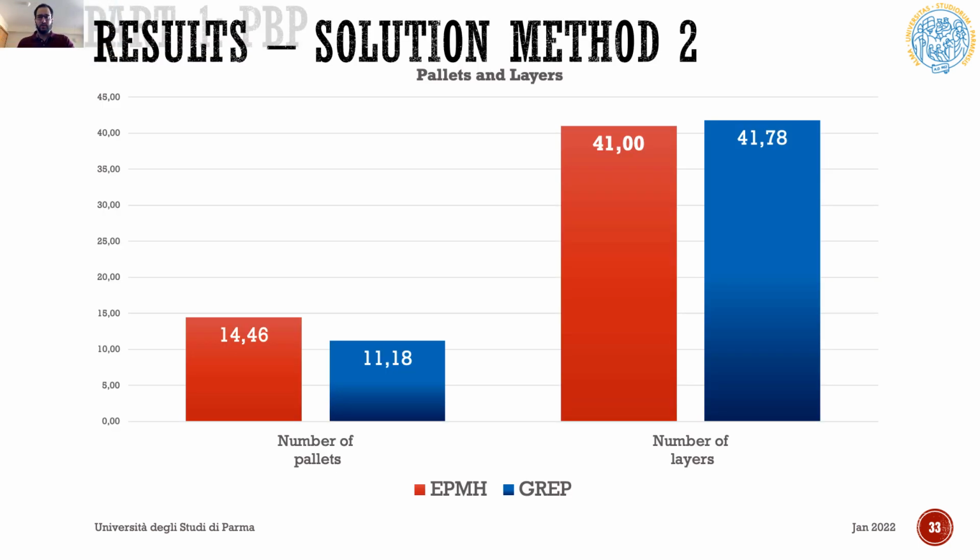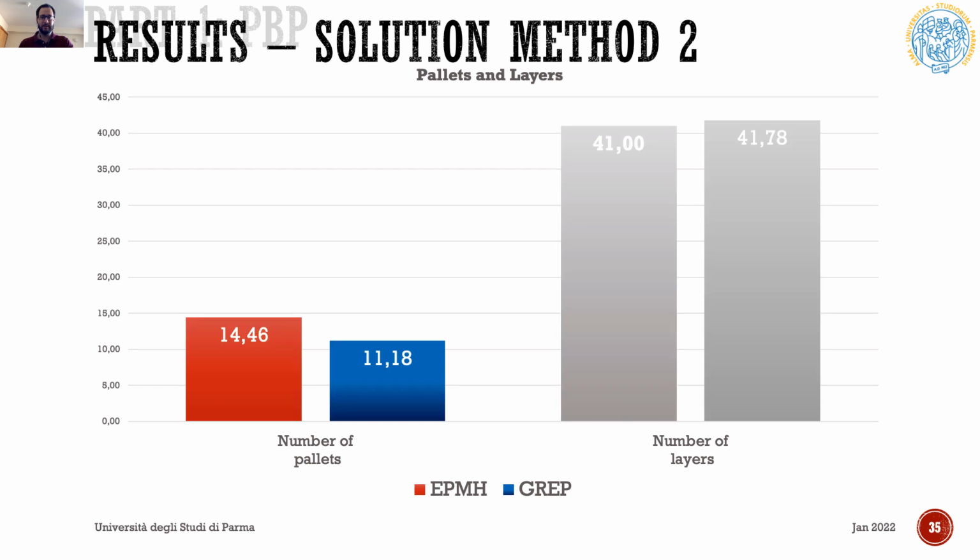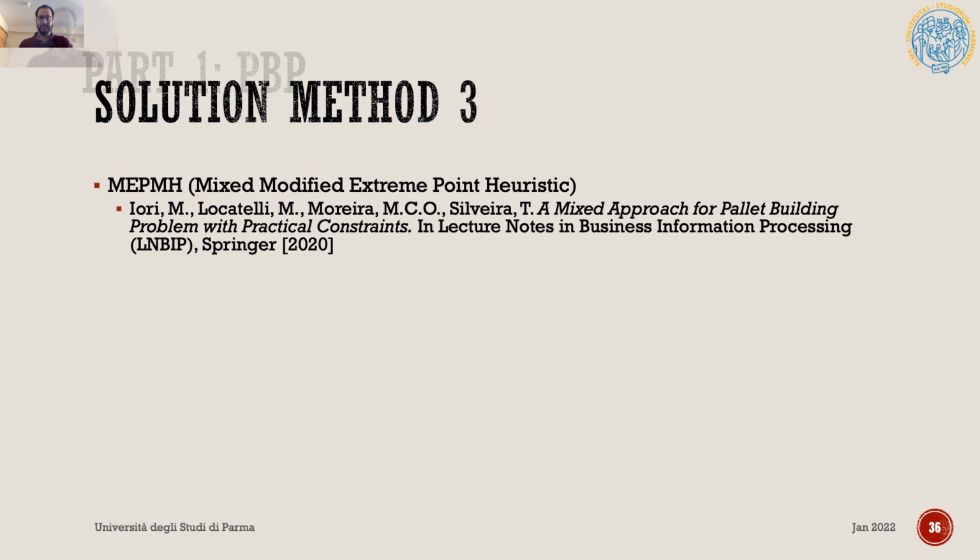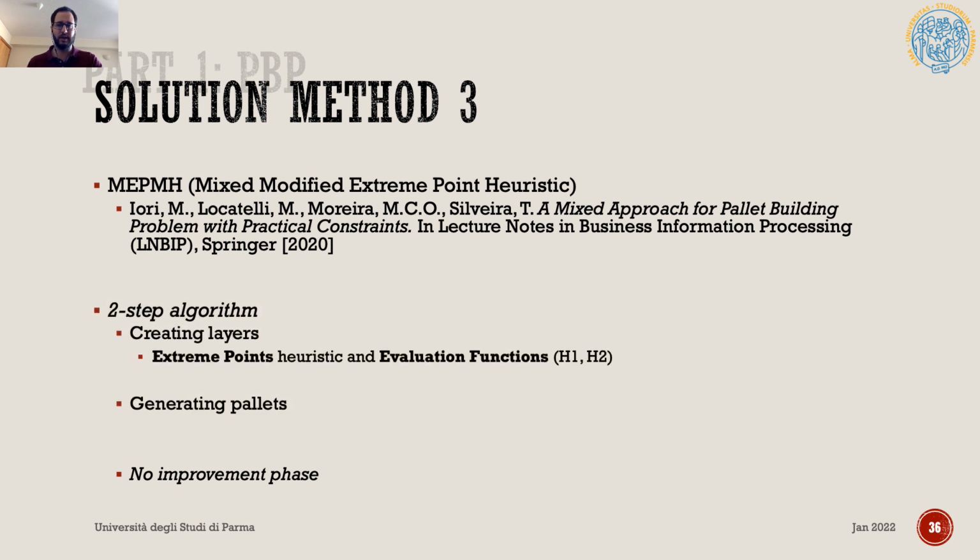When analyzing the results for pallet and layers, although the number of layers in GRASP is greater than the first proposed solution here, the number of pallets is lower than the first heuristic. This indicates that the composition of pallets is important. Considering the last analysis, we proposed the third solution, an EPMH, an algorithm without an improvement phase, composed by a mixed approach which uses a heuristic for creating layers and an exact algorithm for building pallets.